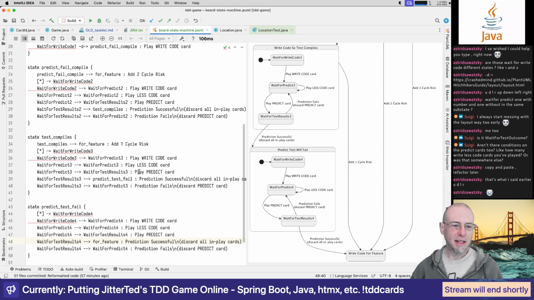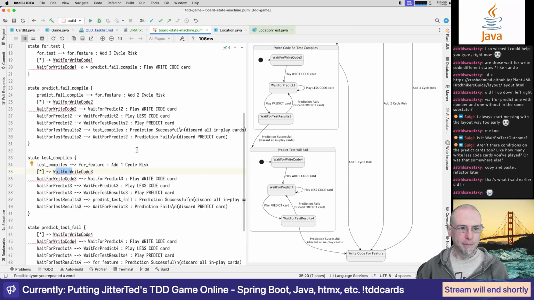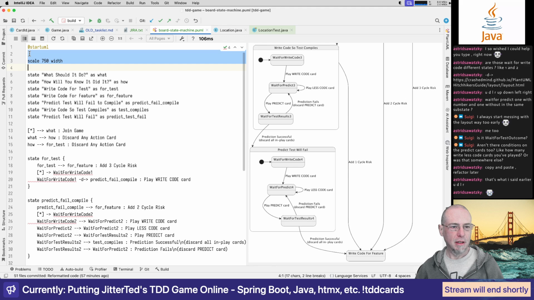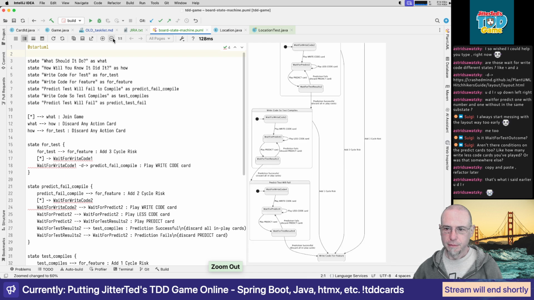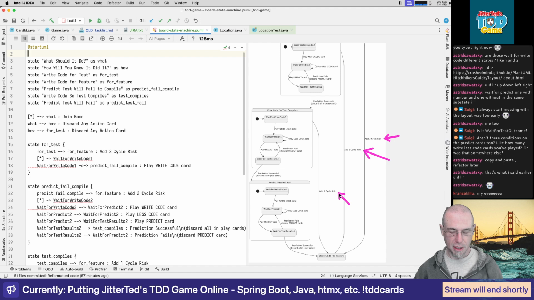It's too bad that these things aren't scoped to the state, the substate that it's in. That would make this easier, but I'll rename these later. All right, I'm going to take this out because I'm just going to let it zoom naturally. So let's see. Yeah, cool. So you can add 3 risk here, or you can add 2 risk here, or you can add 1 risk here, and those all end up at write code for feature.